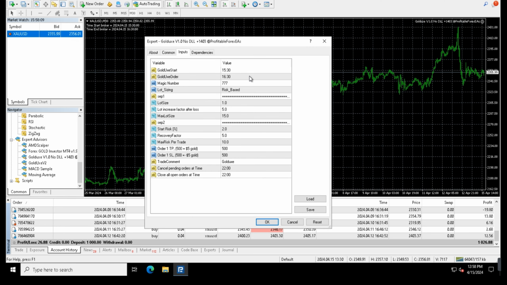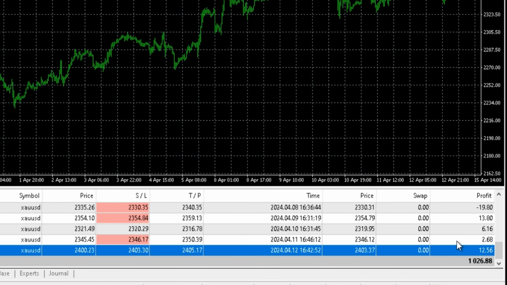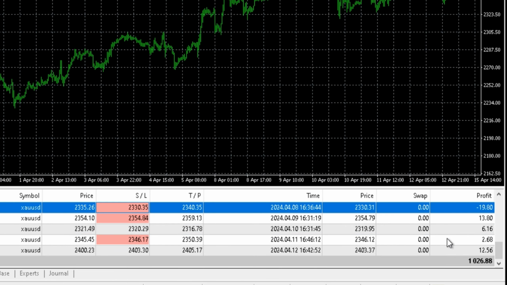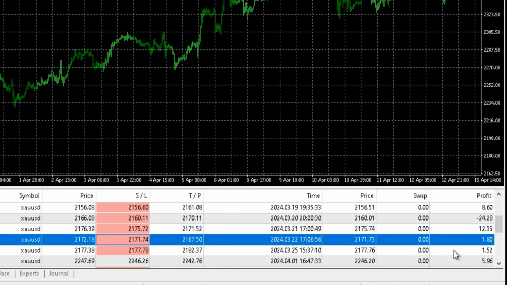As for the settings, I used the default ones. But I changed the start and order time when there is change in GMT time. This EA takes one trade per day from Monday to Friday, and as you can observe, it has more winning trades than losing trades.